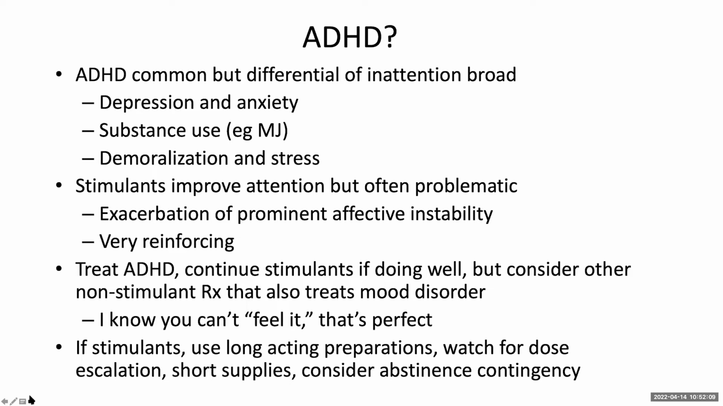But if they are right, as long as you monitor them carefully, we always use long-acting preparations. If you use the short-acting ones, people are more likely to misuse them or crush them and sniff them. And so you just need to monitor supplies. When you're starting stimulants in someone with a co-occurring substance use, you use shorter durations, a week at a time to begin with. You check drug screens, etc. But it can also be quite effective.